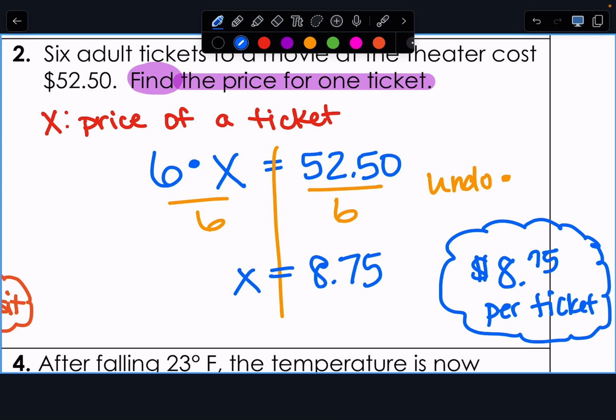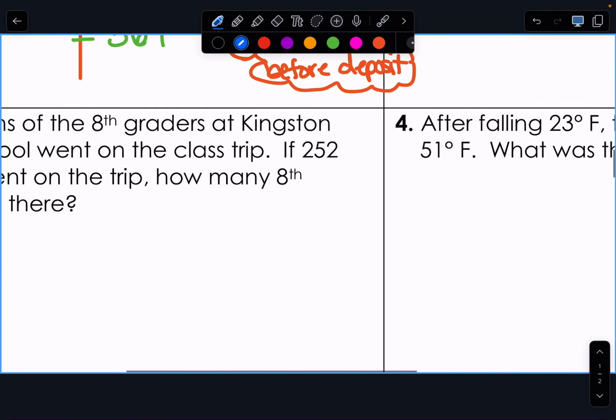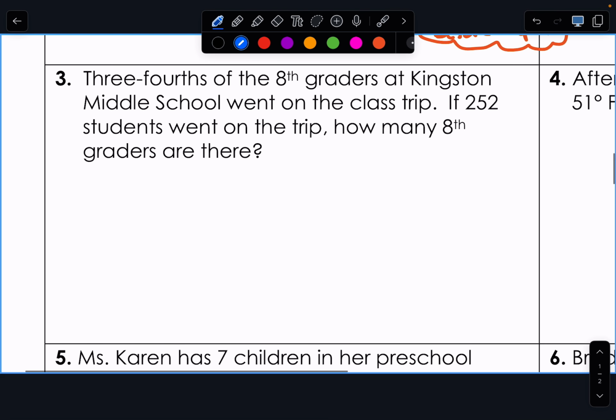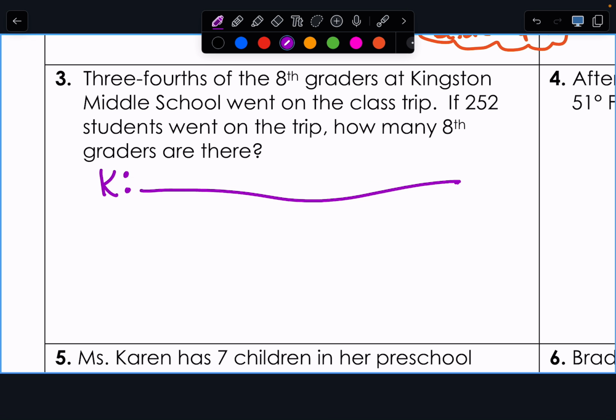I was right. Okay. Let's also think about whether our answer seems reasonable. There are 6 adults buying $8.75 tickets for $52.50. That answer makes sense. All right, K is going to be our variable for this one. Read through this and write down what our variable is.